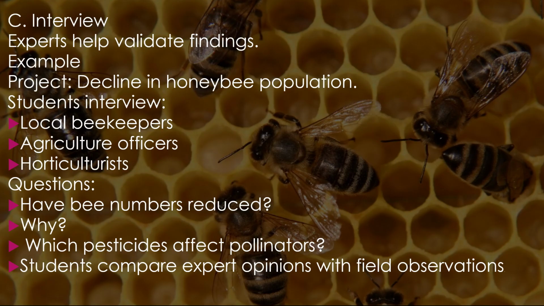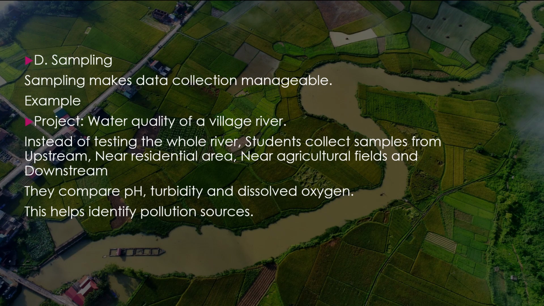Interview. Experts can help us validate the findings. For example, if the project is about decline in honeybee population, students should interview the local beekeepers, agricultural officers, horticulturists, and the questions could be have bee numbers reduced? Why? Which pesticides affect the pollinators? And students can compare expert opinions with field observations.